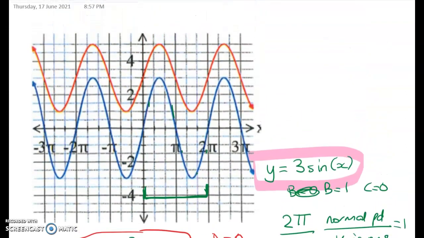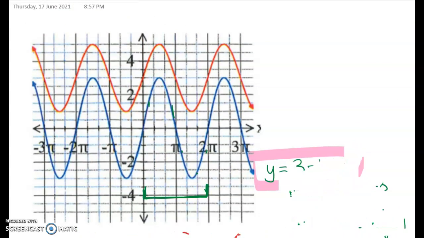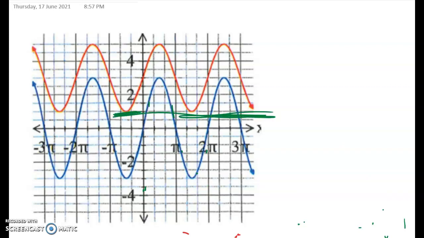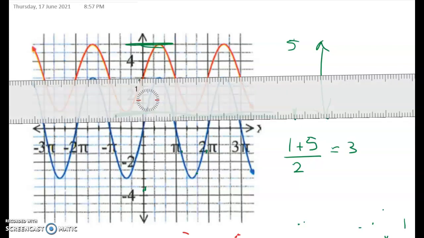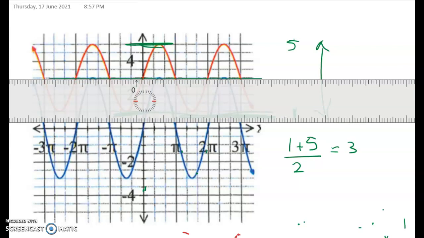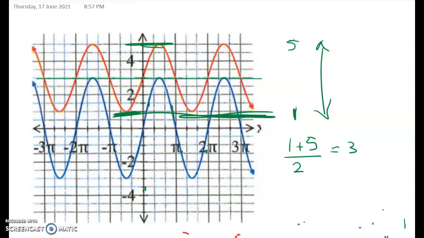Let's have a look now at the red one. We can see with the red one that we've definitely got some vertical shifting happening. So we'll start by looking for the vertical shift and for the amplitude. This function goes from 1 here to 5 here, so the midline is at 1 plus 5 divided by 2, halfway between those two values, which is 3. If you want to, you can take your ruler and plonk that in on your graph. Sometimes that can help us see what to do.